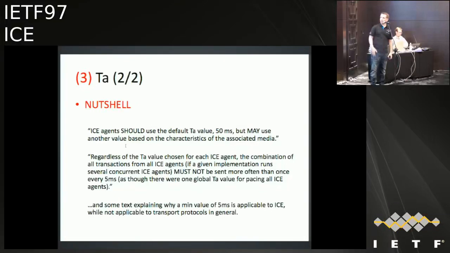And then in addition, there's some text explaining why this new minimum value of 5 milliseconds, which I see is misspelled up there, maybe it's also in the draft, I have to check that because I copy-pasted the text. But anyway, there's some text explaining why 5 milliseconds was okay in this case, but for transport protocols in general, it's not okay. You can read that in the draft. I don't have it here. And that was it.